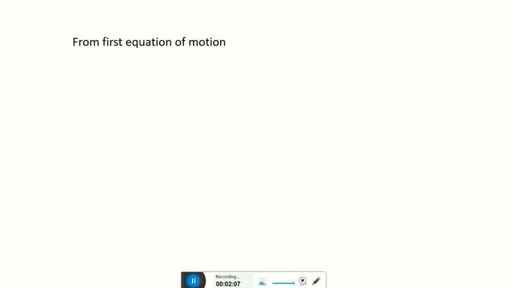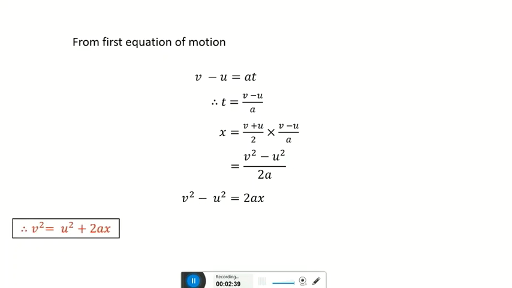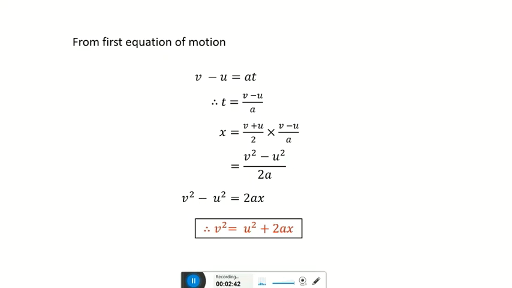From the first equation of motion, we get v - u = at. Therefore, t = (v - u)/a. Putting the value of t in the equation x = ((u + v)/2) × t, we get x = ((v + u)/2) × ((v - u)/a) = (v² - u²)/2a, or v² - u² = 2ax. Therefore, v² = u² + 2ax. This is the third equation of motion.